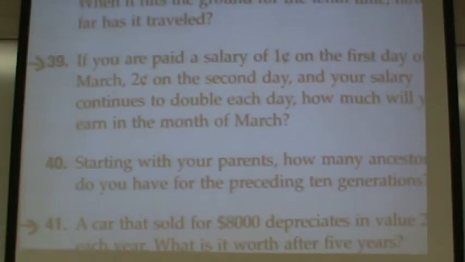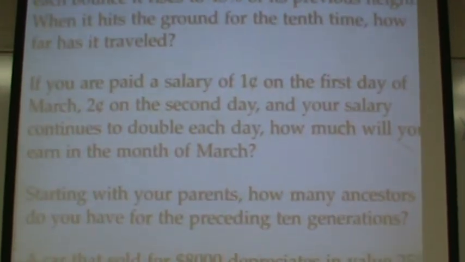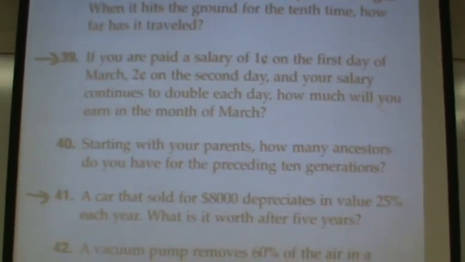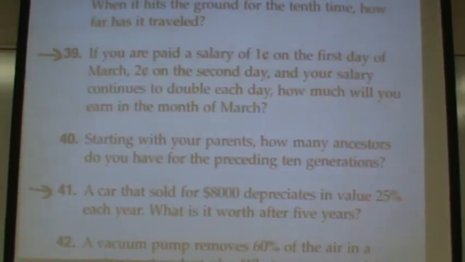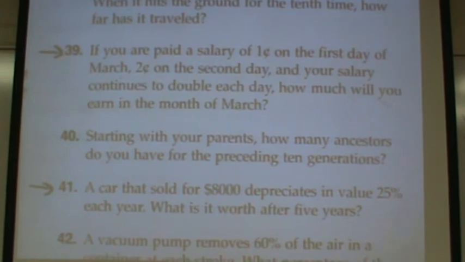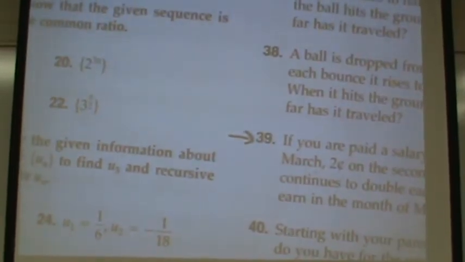Number 39. It says, if you are paid a salary of 1 cent on the first day of March, 2 cents on the second day, and your salary continues to double each day, how much will you have earned in the month of March? So in other words, you're summing all of those numbers up to the end of March, and there's 31 days. So this is the summation equation. Again, you're going to use the summation.